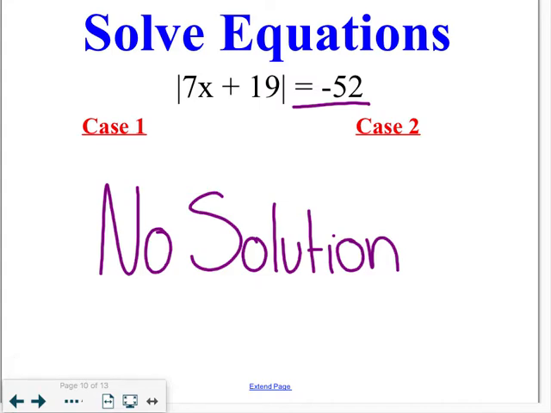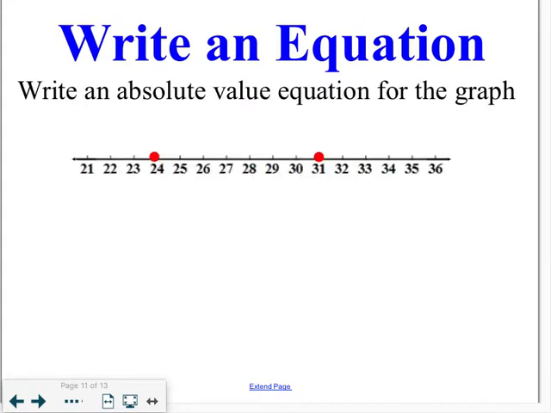Last thing we're going to talk about with our absolute values is how to go from the graph to the equation. So they're giving us the solution graph and they want us to figure out the absolute value equation. There are a few steps that you need to do here in order to solve this problem. First thing we need to do is find the middle. So we need to find what number is going to be in the middle of our two answers.